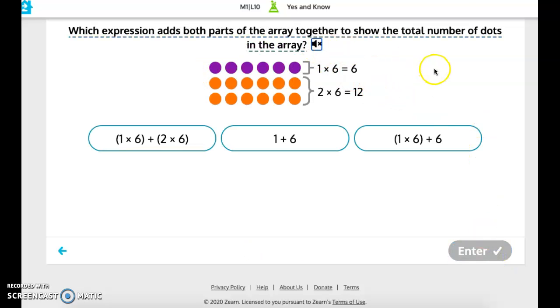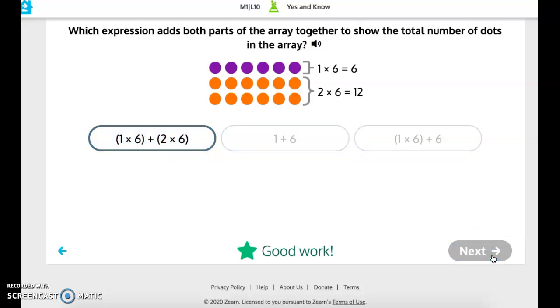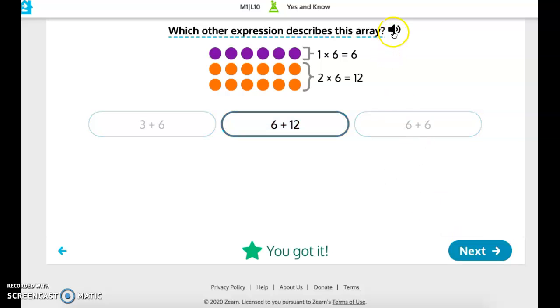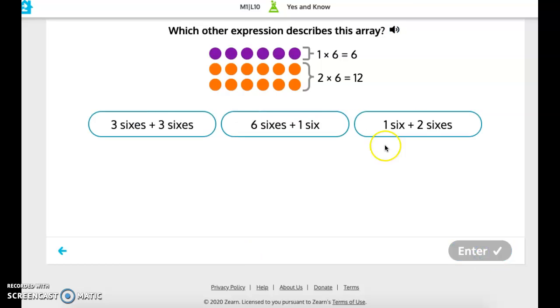Which expression adds both parts of the array together to show the total number of dots in the array? Which other expression describes this array? Which other expression describes this array? Which other expression describes this array?